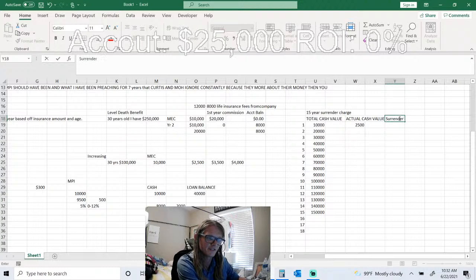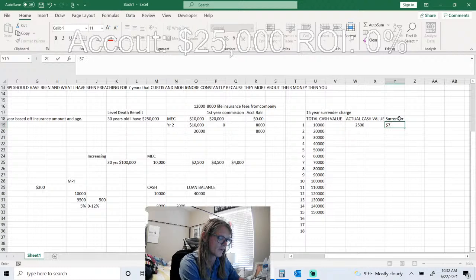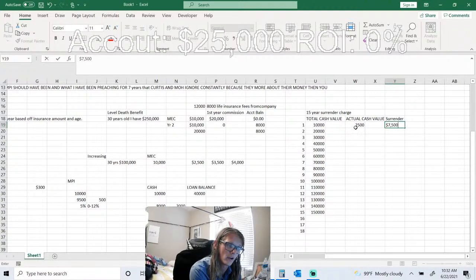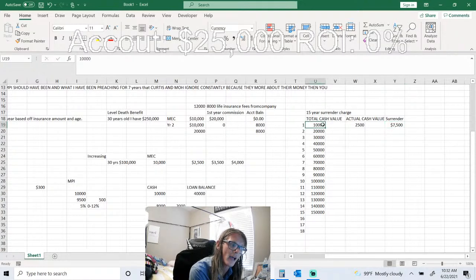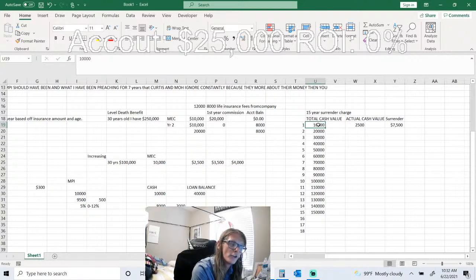So here's how they convince you to give them your 7,500. They say, this 7,500 you got over here in surrender charge that didn't go in your cash value account, don't worry about this number, friend, buddy old pal. You still got your $10,000 cash value, and that's gaining all the 0 to 12% interest. So if the market goes up 12%, you're going to get $1,200. Wow, that doesn't sound too shabby.